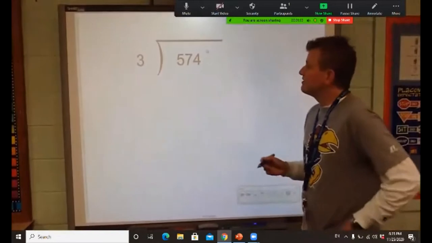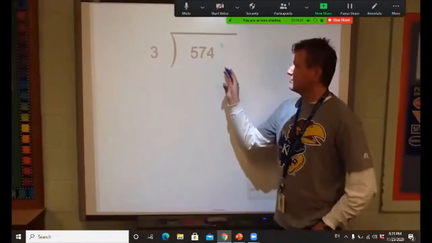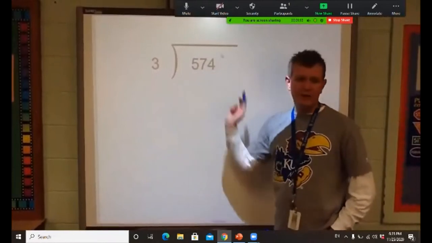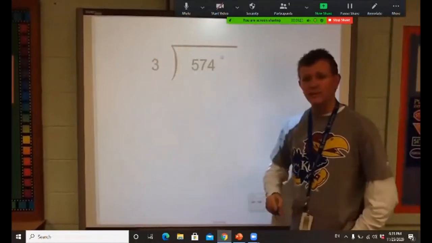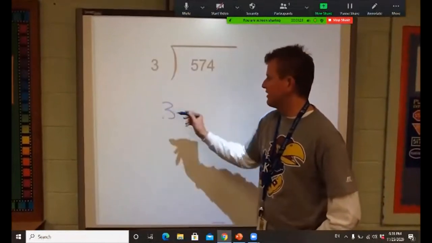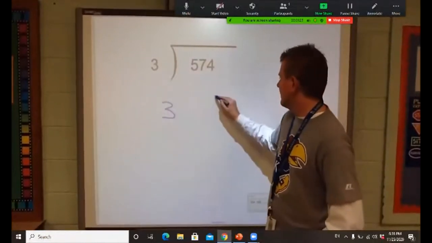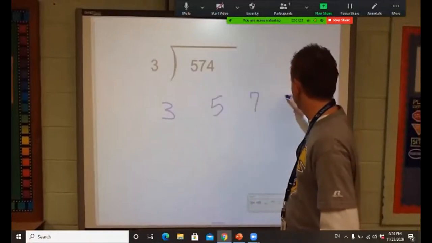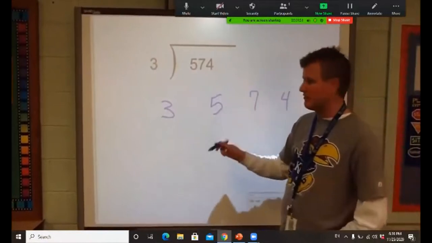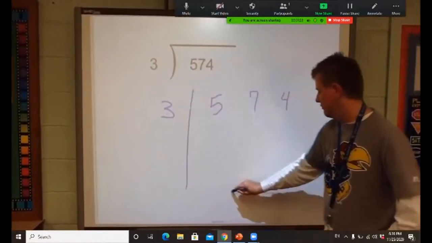All right? I've got a division problem up here: 574 divided by 3, okay? This is the standard algorithm, what it normally looks like. We're going to do it a little bit differently. I'm going to set it up like this. I've got my 3 still on the same side. I've got my 5, my 7, and my 4. Now you'll notice I'm leaving some space there, okay? There's a reason for that, and you'll see very soon.